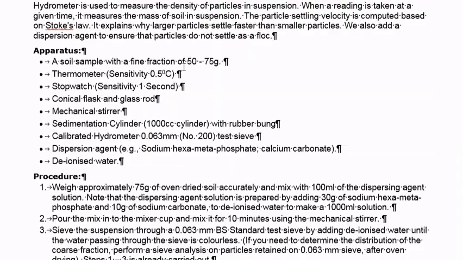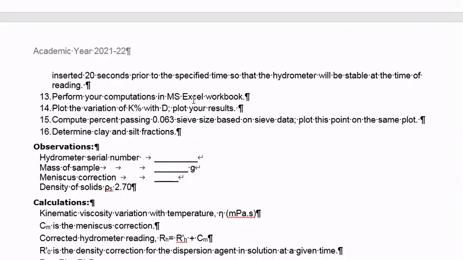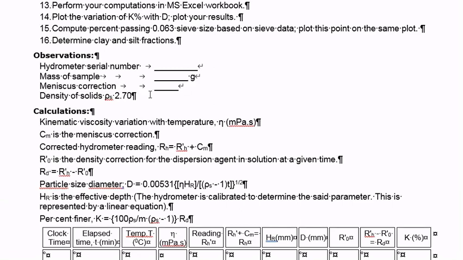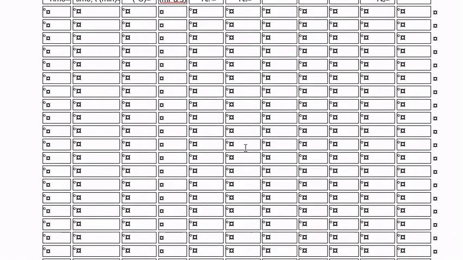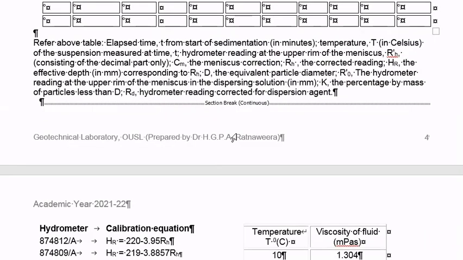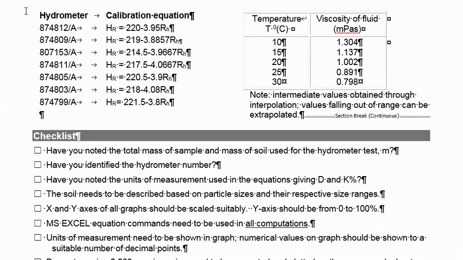I have indicated here the apparatus required, then the procedure is given, and what are the observations that you have to make, and also this is the table where you have to fill your observations. So in order to do the computations, you have to use the hydrometer calibration equation.